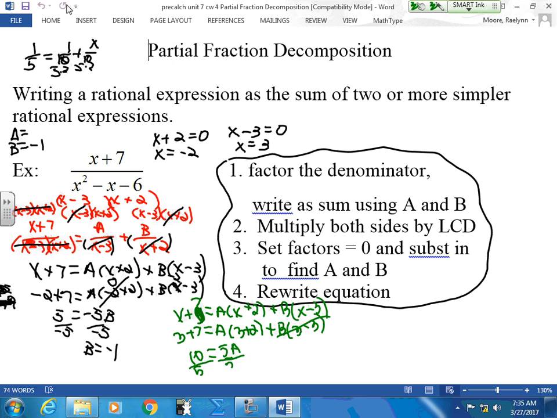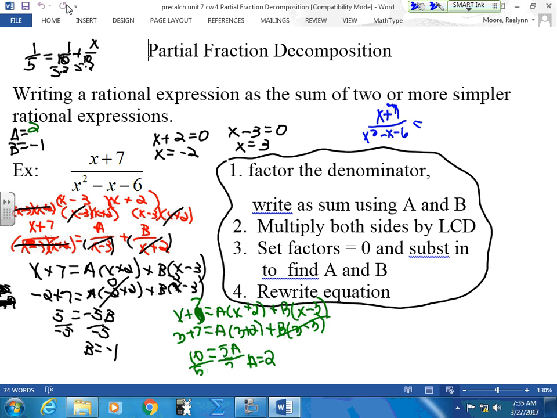This kind of works out nicely. And a is equal to 2. So we've got a b and an a. And all we have to do is number 4. Go back and rewrite your equation. So we're going to rewrite it to say x plus 7, that's a 7, over x squared minus x minus 6.